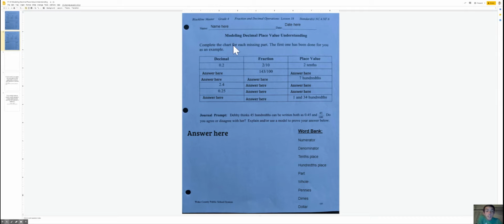Okay. Please read each direction very carefully. It says complete the chart for each missing part. The first one has been done for you as an example. So everywhere you can put a text box in, it says answer here.